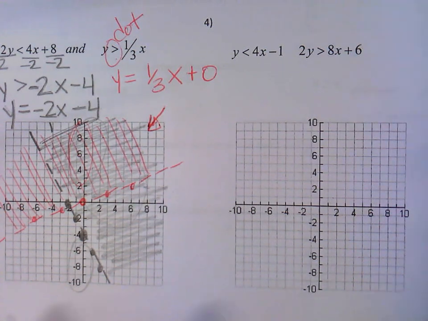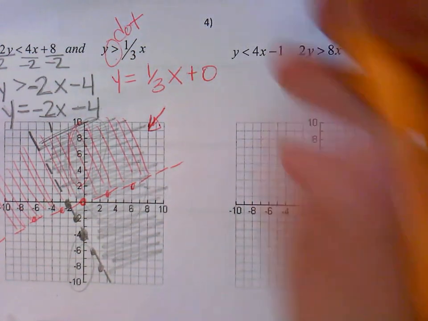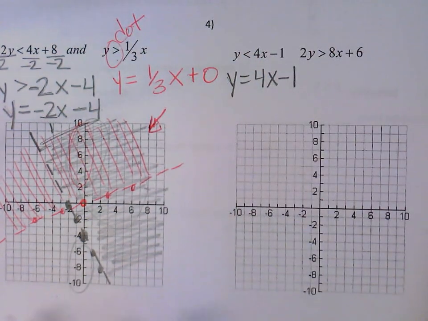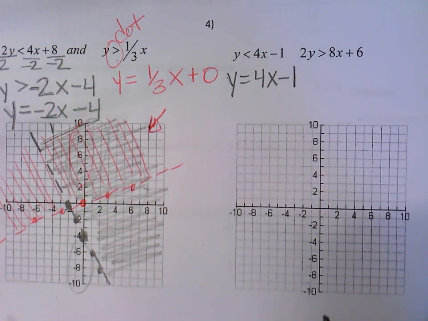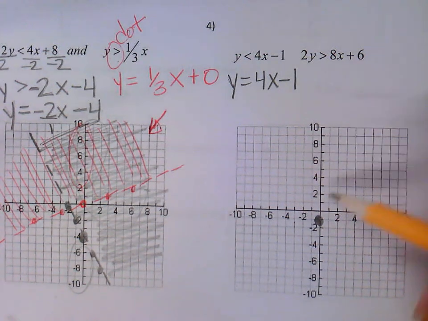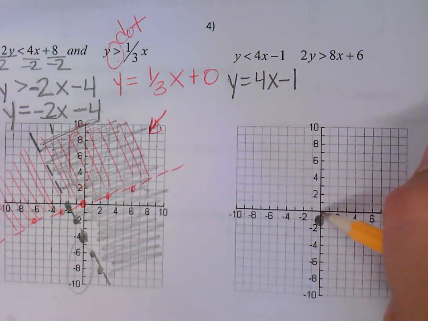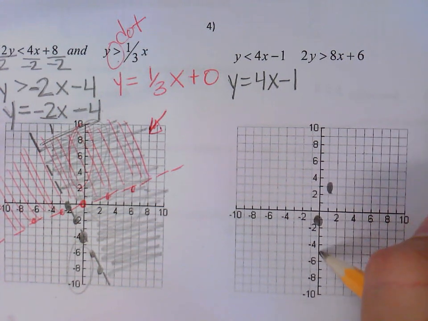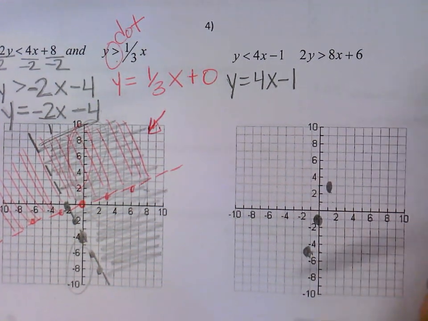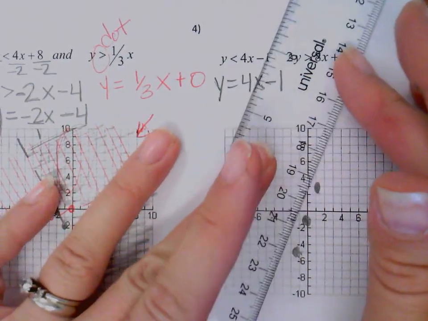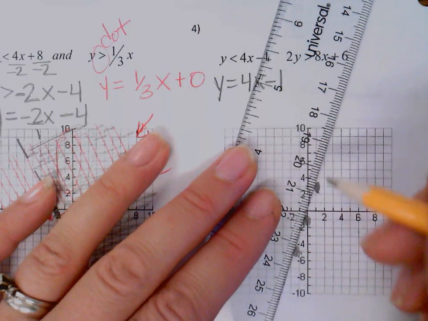How do I graph y equals 4x minus 1? Yep. And make sure it's a positive slope. 1, 2, 3, 4 over 1. So it should be a dotted line, right? Because it's a strictly less than or strictly greater than symbol.